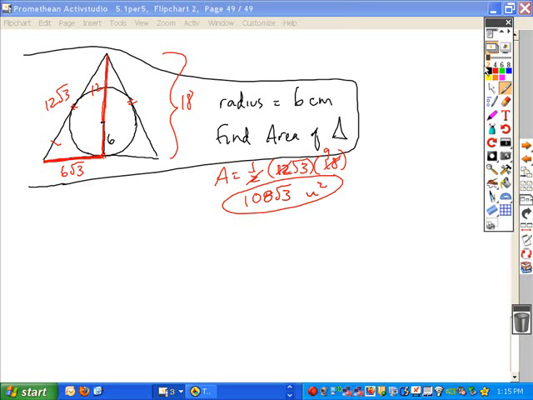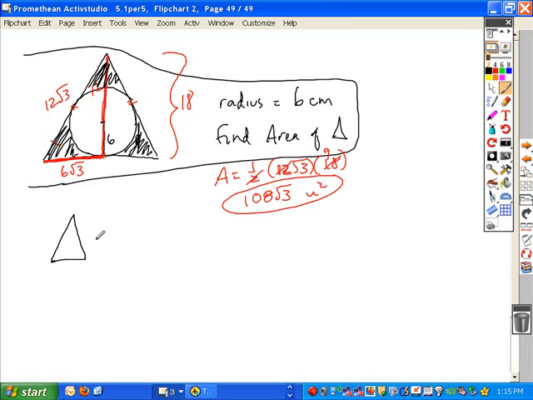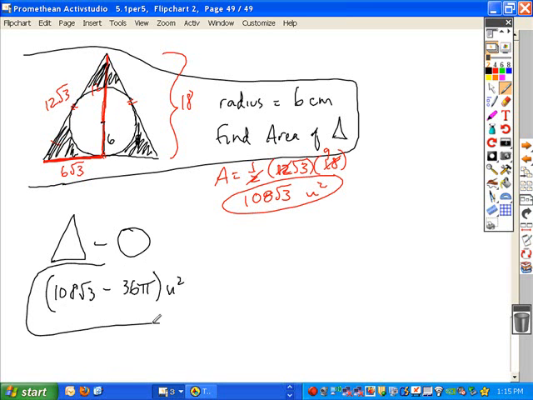And if I were to ask you to find this shaded region here, you would take the triangle, subtract the circle from it. So you could take 108 root 3 and subtract, again, it's pi r squared. The radius is still 6. So this would be your calculation for the shaded region if you were asked to find that.